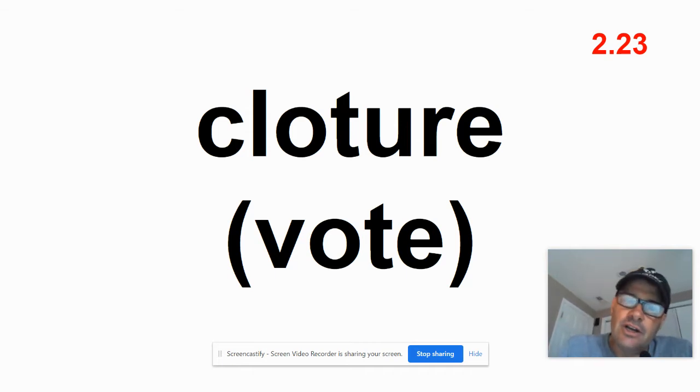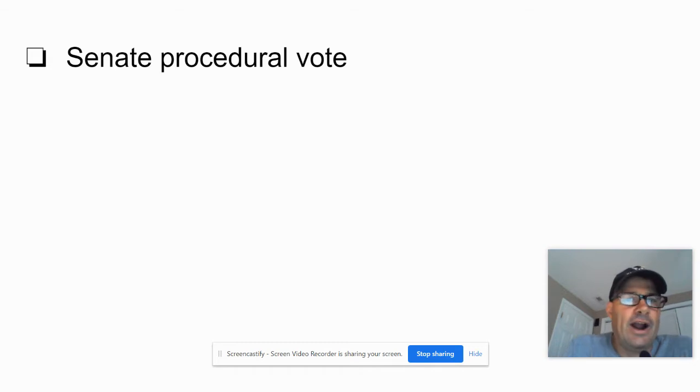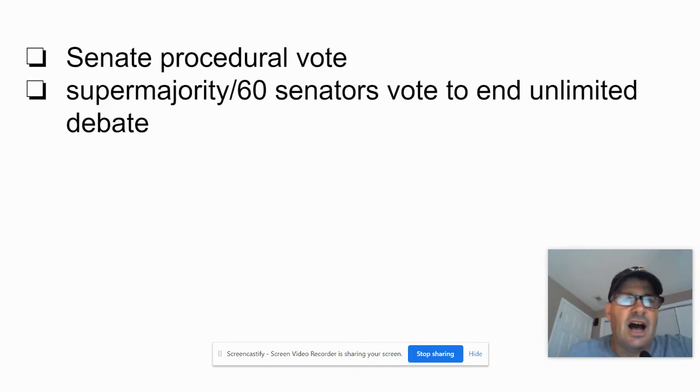Okay, cloture vote. It's also called a cloture, but a cloture vote. 2.23, cloture vote. All right, ready? Jump on the back side. All right, this is a Senate procedural vote. So meaning that it's just a process vote to make a bill move on to the next part of the process. And so that's what that is.